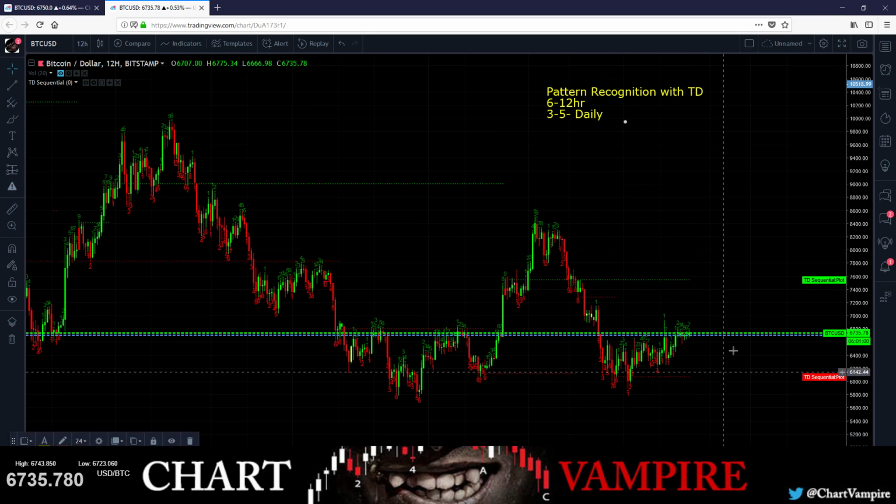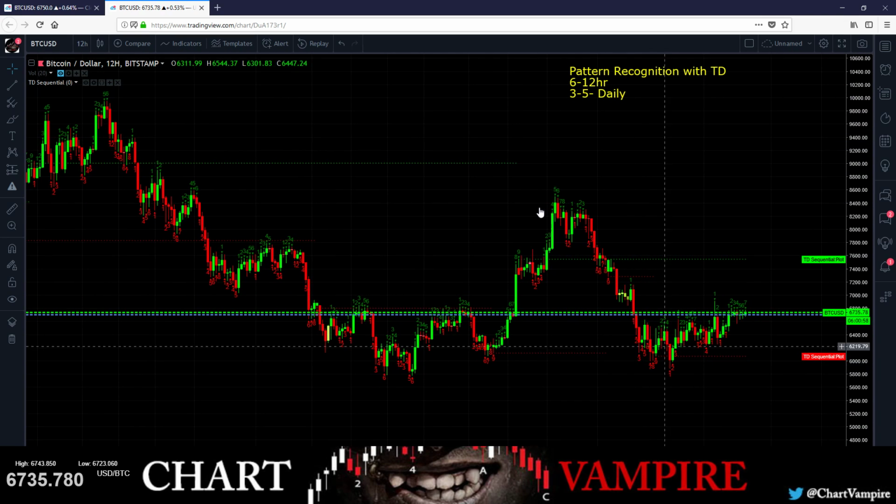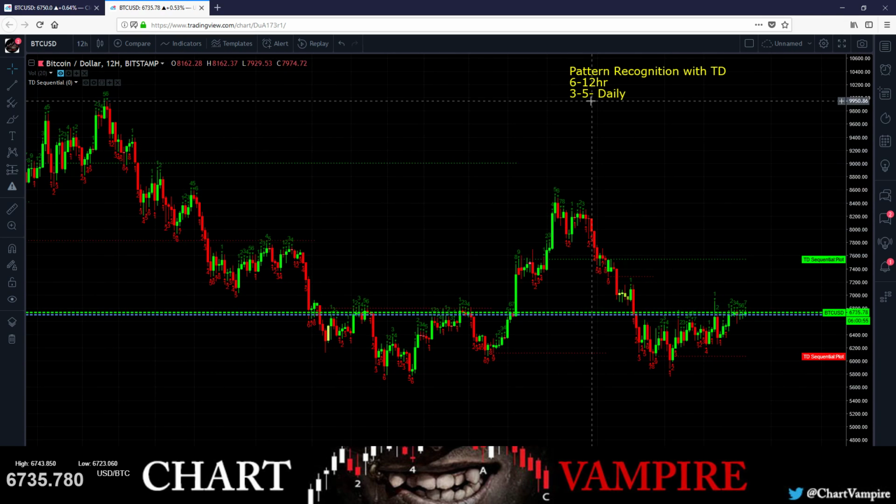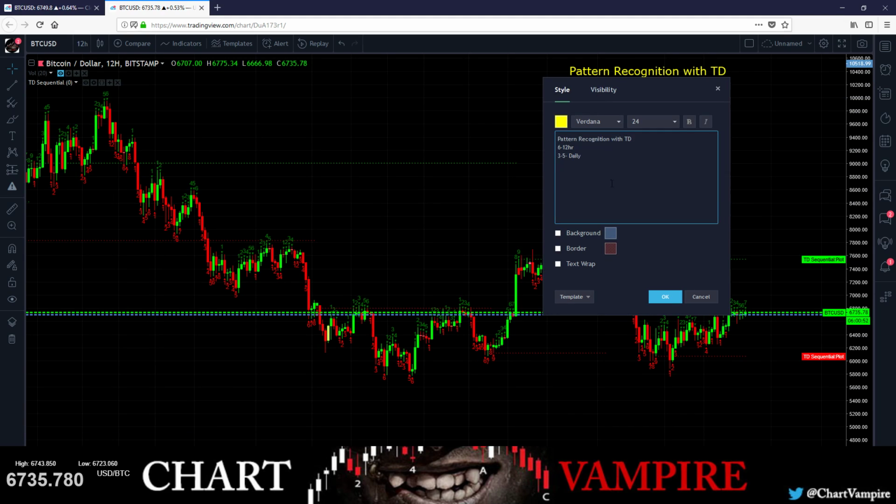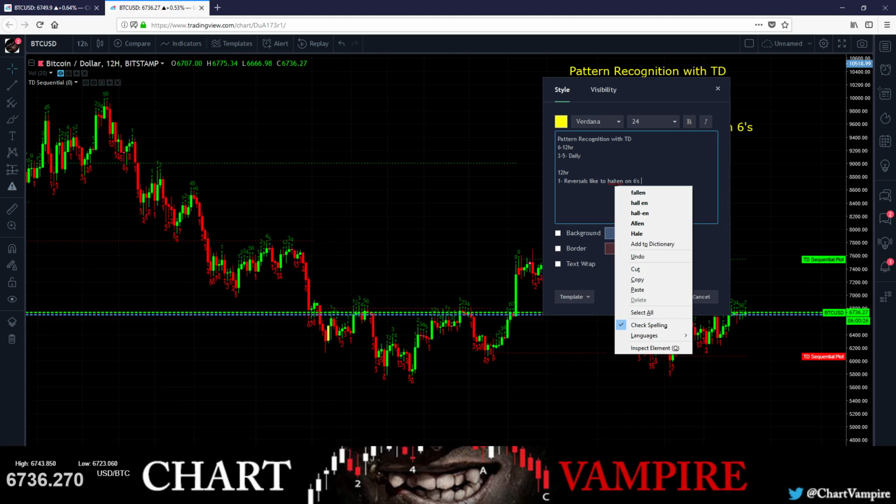Now, something that's super important I want you guys to look at is as you go down and start digging into your charts, if you do use the TD indicator, you have two different things that like to set themselves up on the 12-hour chart. So we're going to go into our notes on our 12-hour chart. Number one on the 12-hour chart, the reversals like to happen on sixes, right?